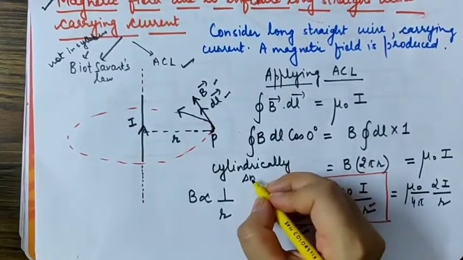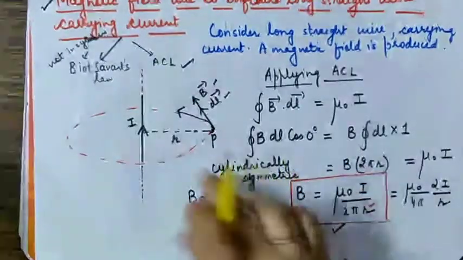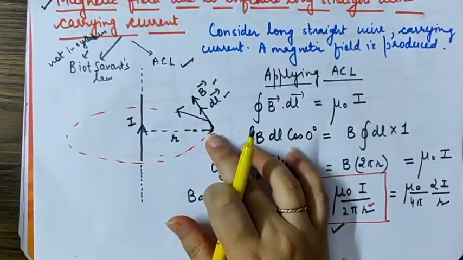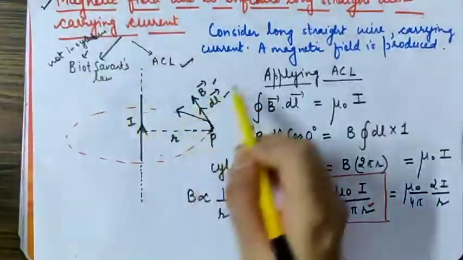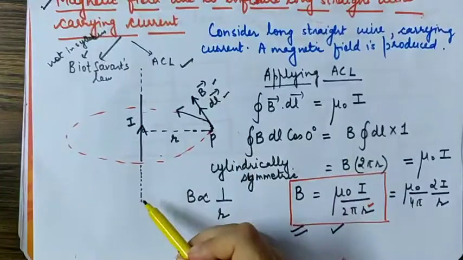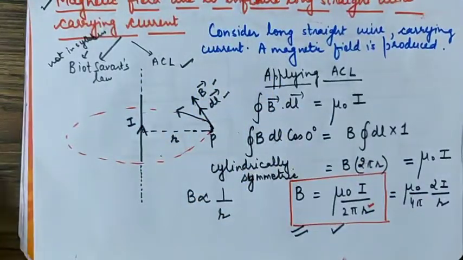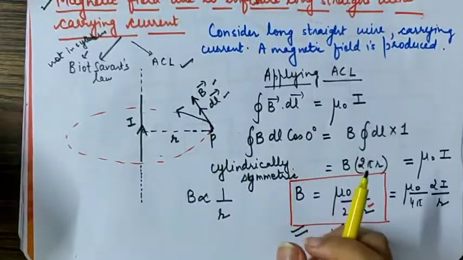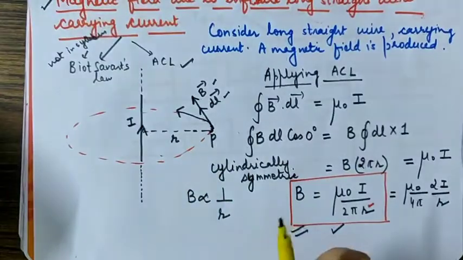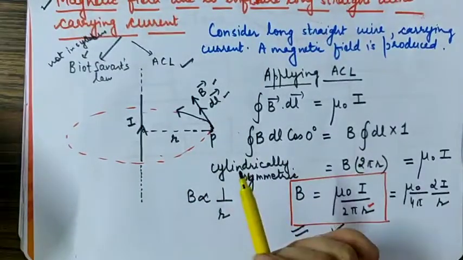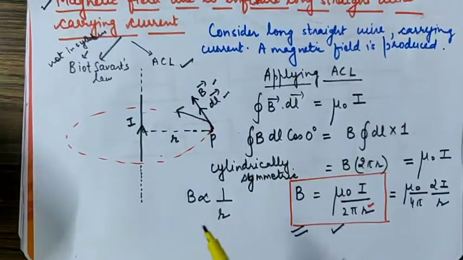Why so? Because at a distance r, the value of magnetic field will be the same. The distance taken from here will be the same. So if we draw a cylinder about this current carrying wire, the value of magnetic field will be the same at every point of that cylinder. Second point is, these circular lines which are drawn around the wire are called the magnetic lines of force. So we can draw the magnetic lines of force about this also.